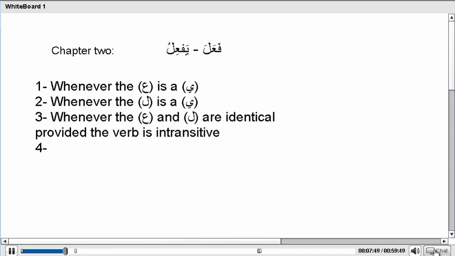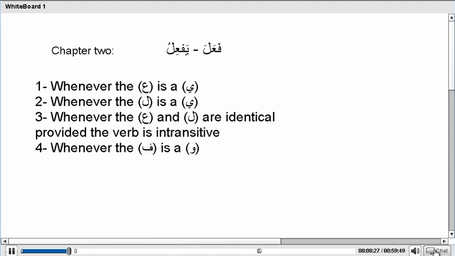Then we have the fourth type, which is whenever the fa is a waw. But here, we're going to add two conditions, inshallah, to number 2 and to number 4.